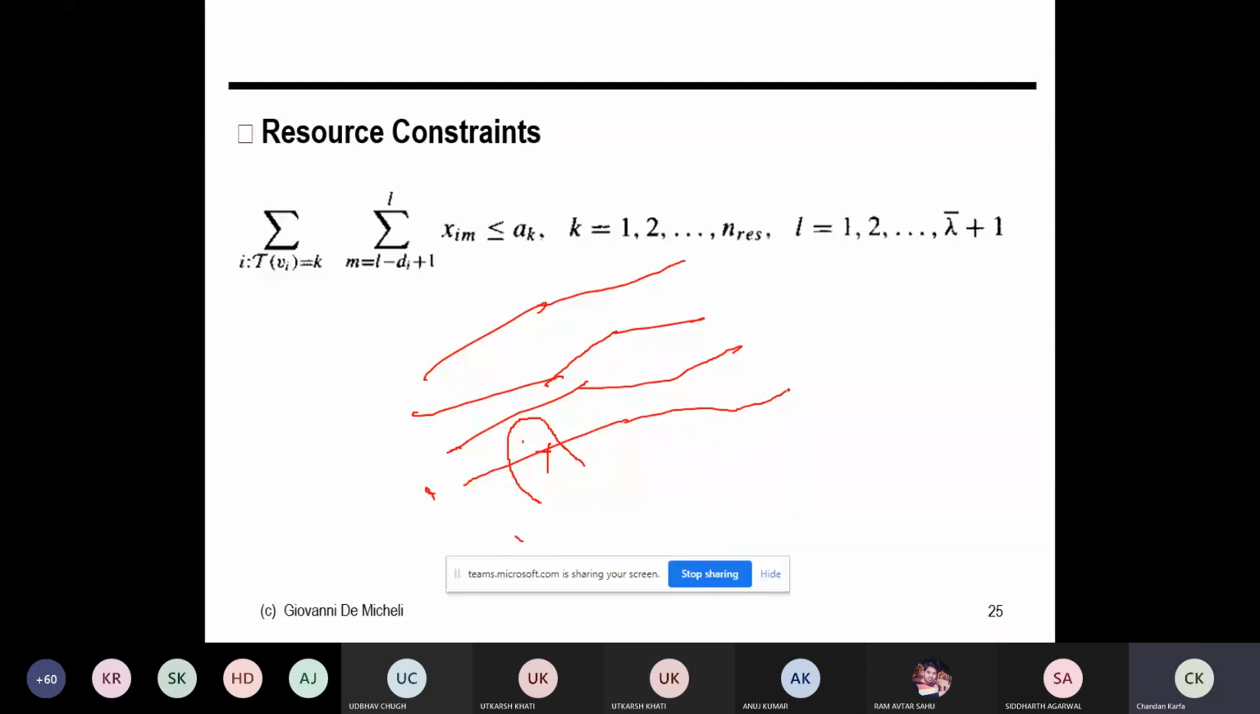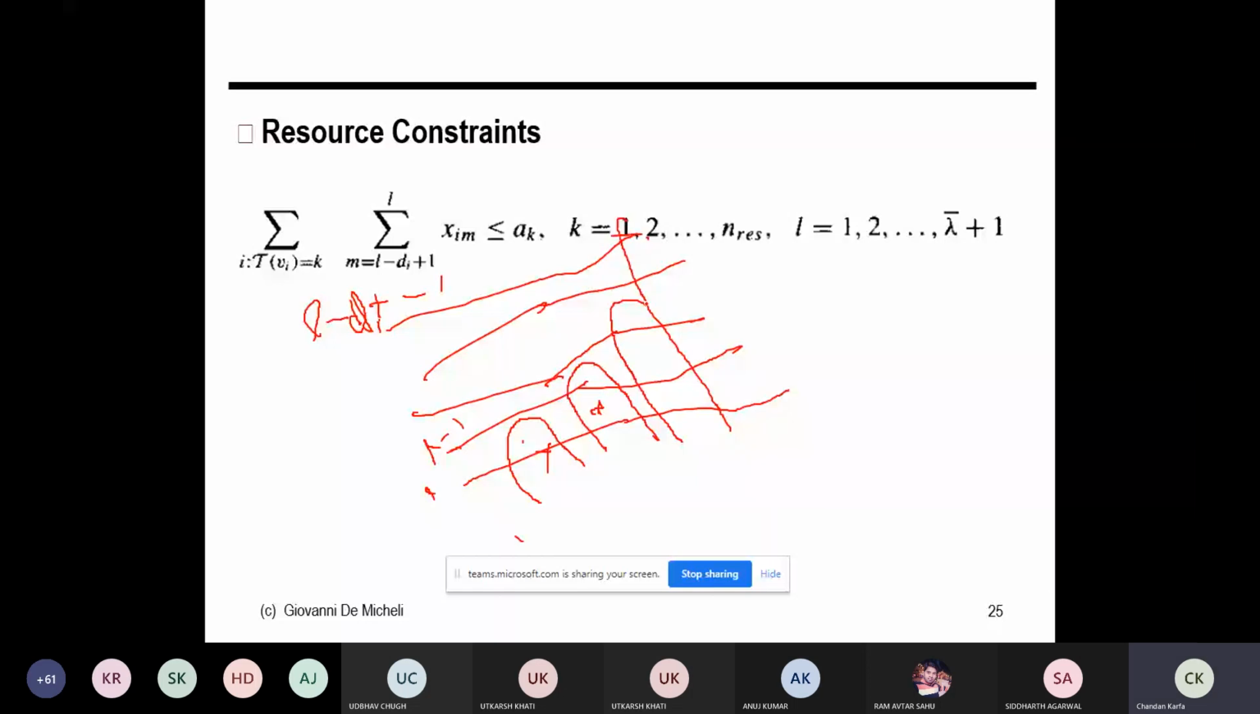Anyway, so if the operation is starting from this clock, also in the previous clock L minus 1, then this operation is also active in this step. And if it is starting from L minus 2, then also it is active. And so this way, if you go up and say you are starting from a state L minus d_i plus 1, right? So in that step, if it is starting, then it's going to finish in this step, right?